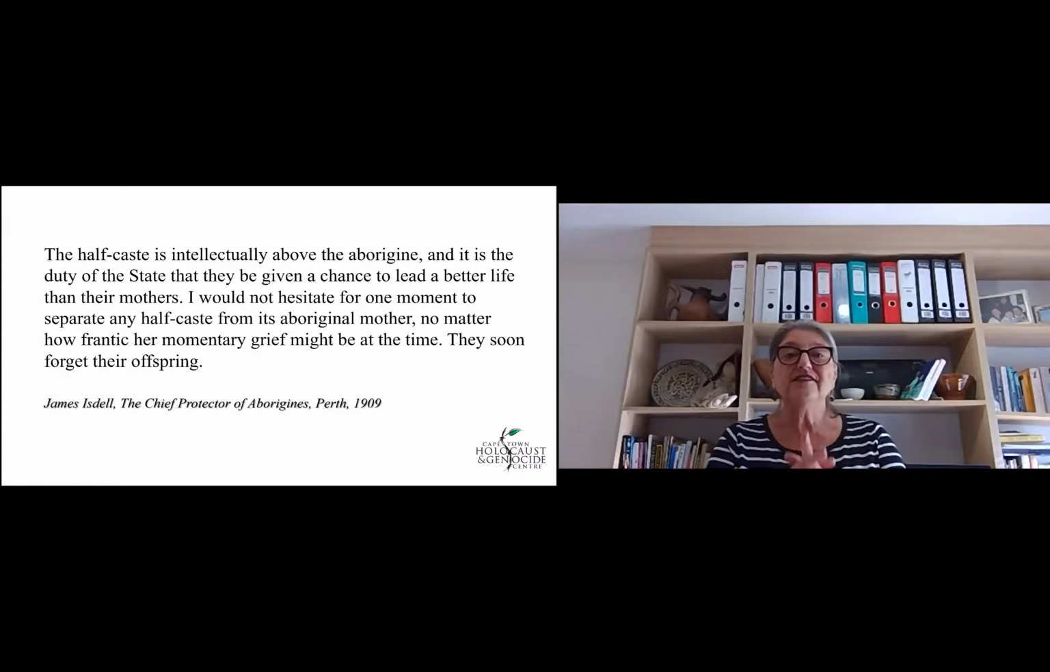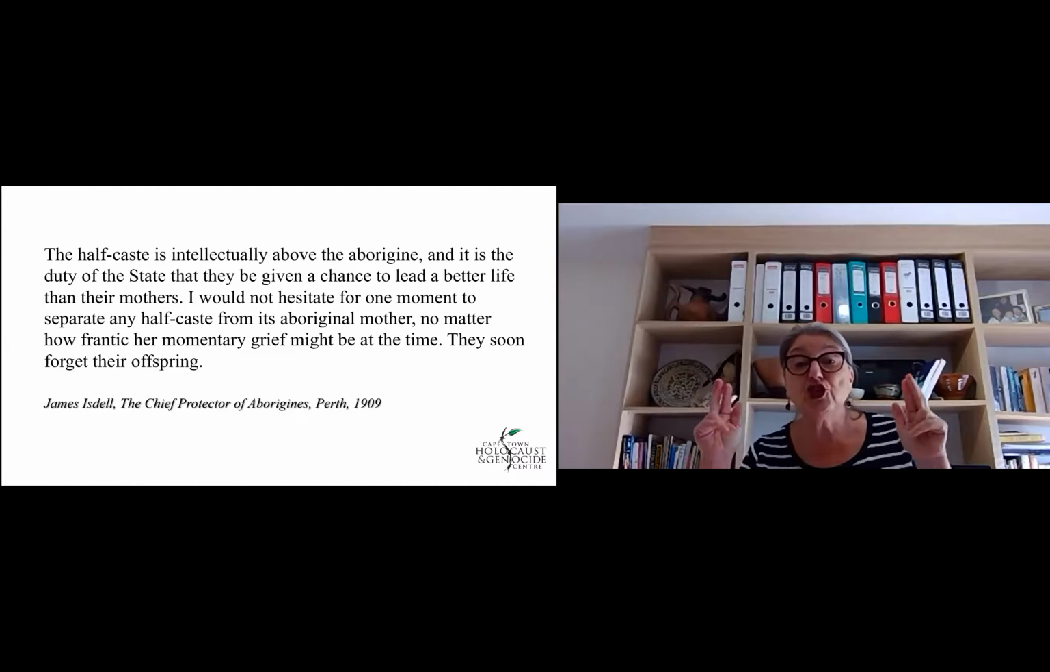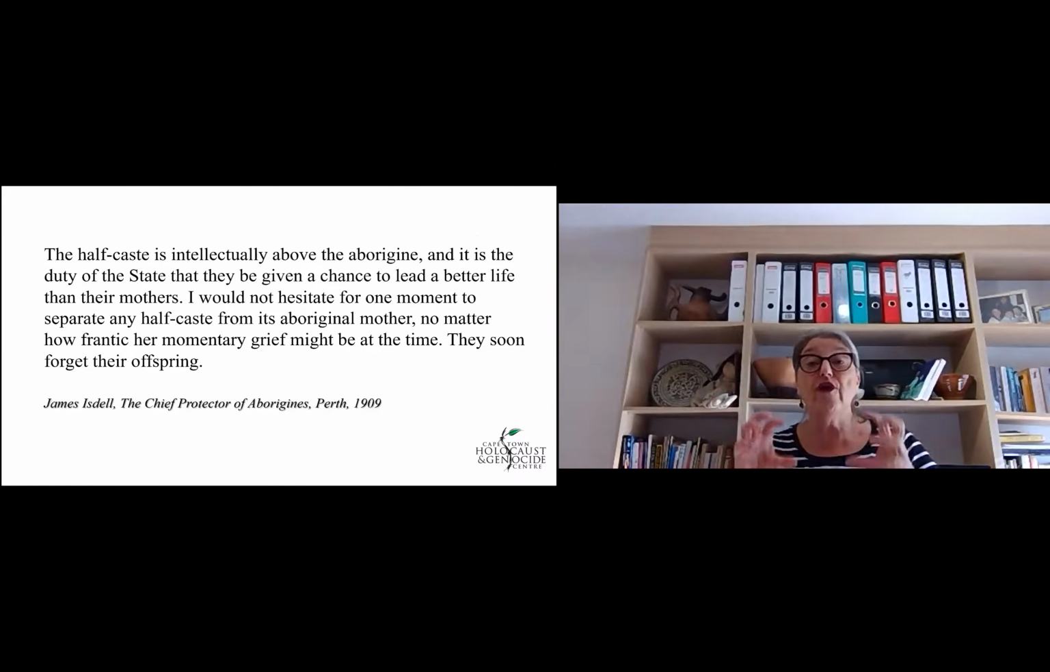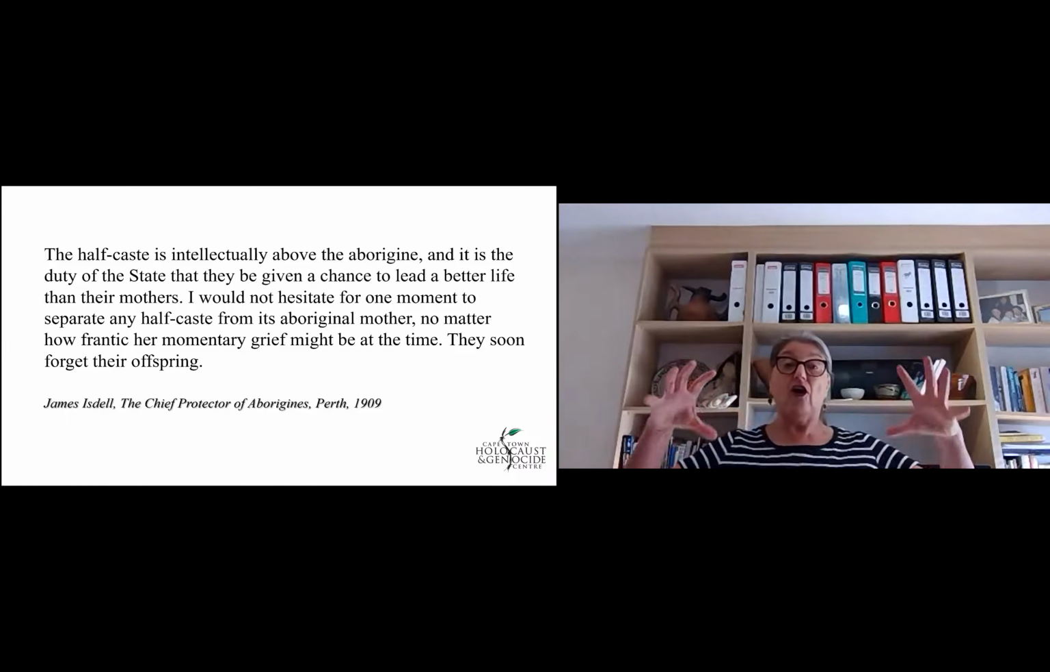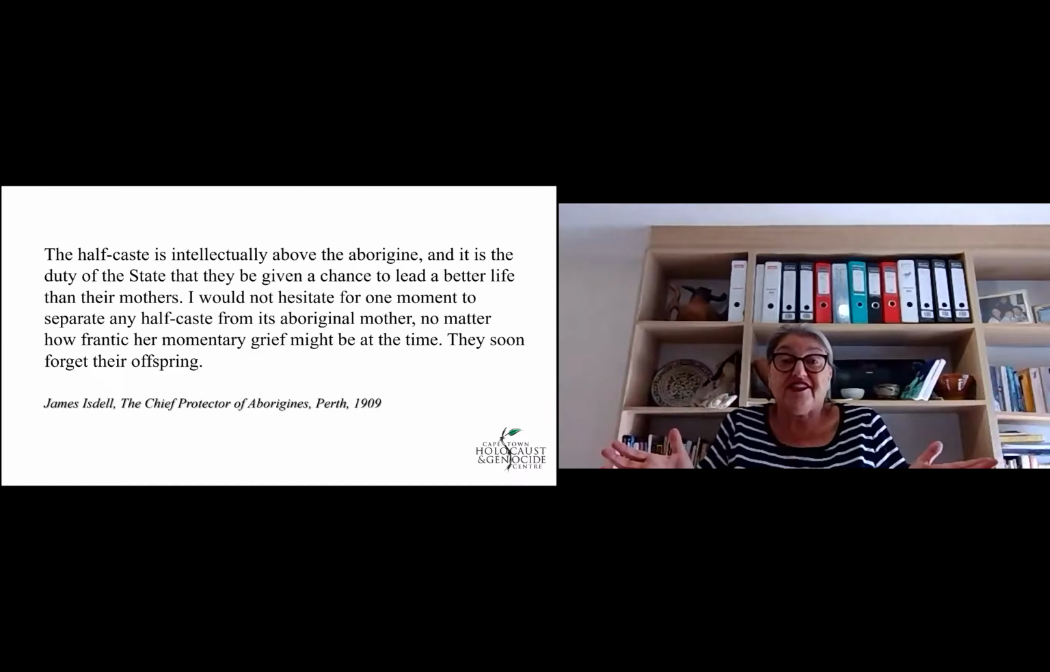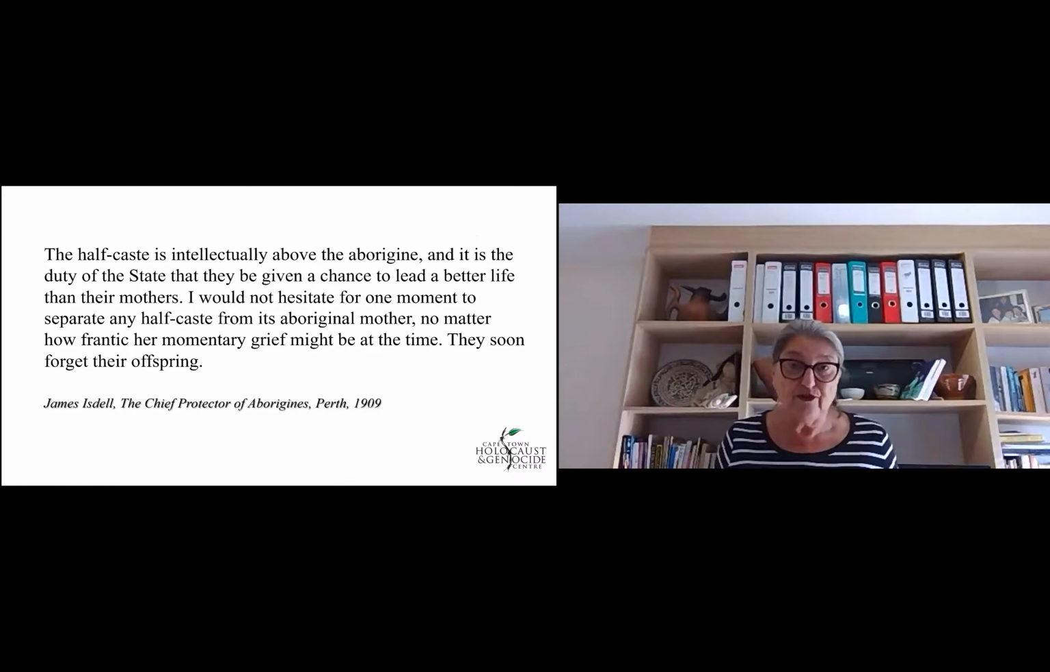Grade 11, this is a piece of writing from a policy recommendation from James Isdell, who was the chief protector of Aborigines. So already you've got white people feeling that they are in charge of the Aboriginals, they protect the Aboriginals, and they tell Aboriginals what to do. This was a policy put to Parliament in 1909, and this is what he says. He says, the half caste. Now, what does that mean in terms of Australia at this time? That means someone who has one Aboriginal parent and one white parent.